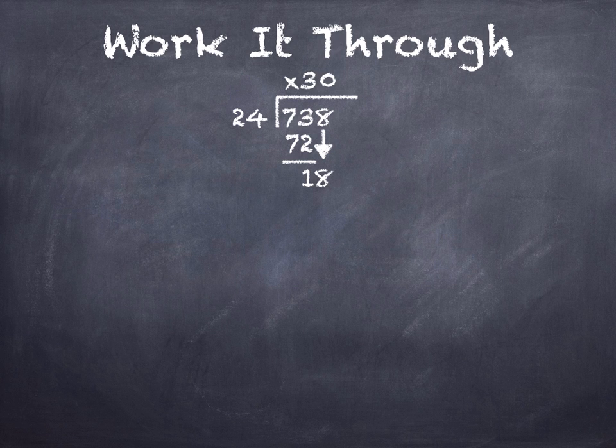0 times 24 is 0. I haven't used any ones, right? Because I didn't have enough to put into 24 groups unless I change them again into something smaller, right? So I've got 18 ones. I didn't use any of them, so I still have 18 ones, okay? But so now we're still stuck. We've got 30 and a remainder of 18.